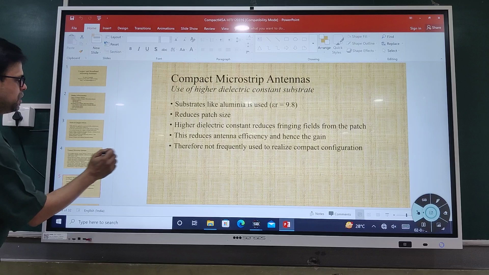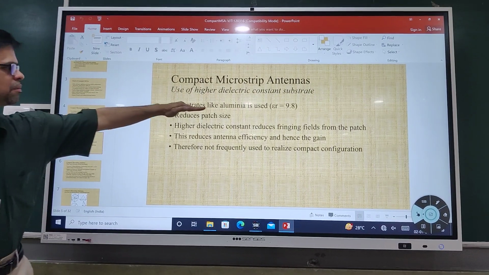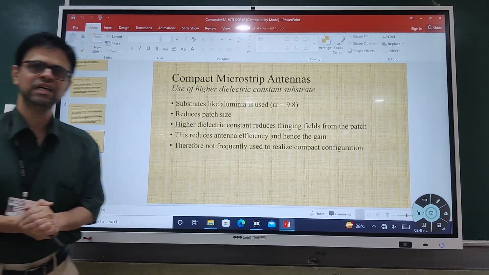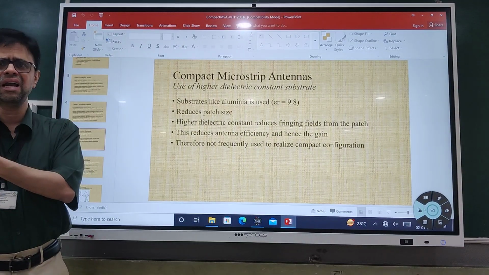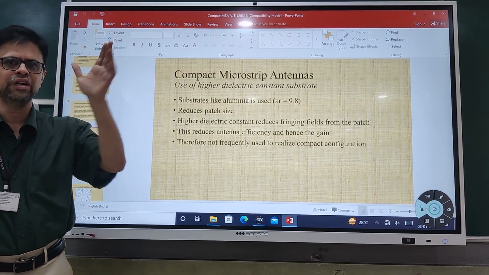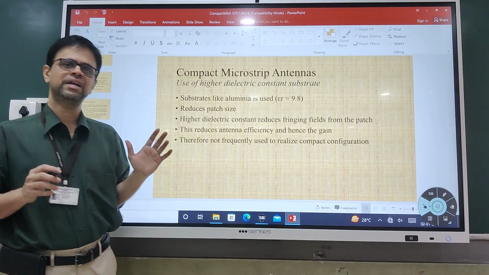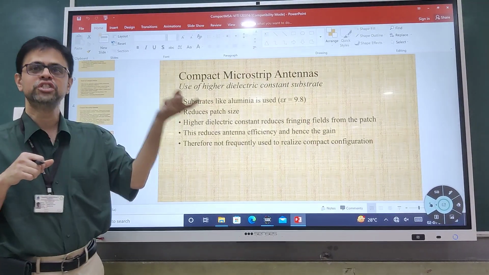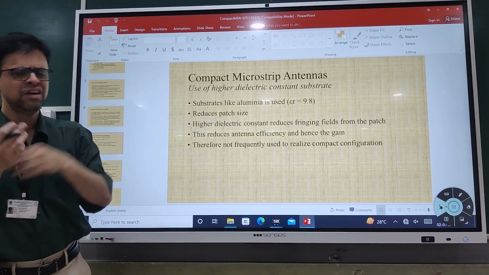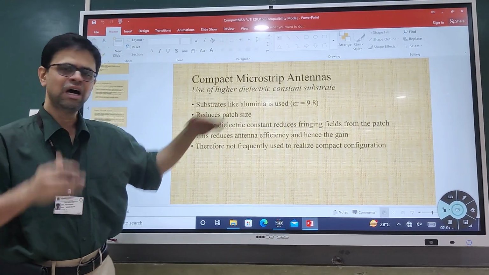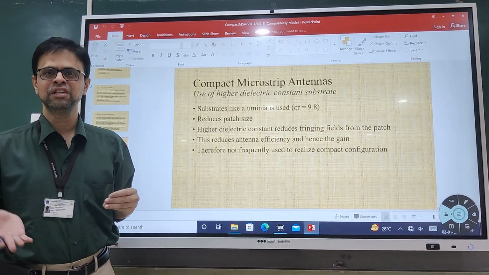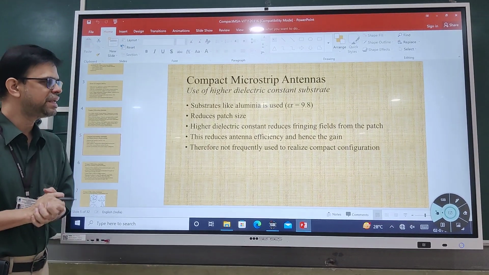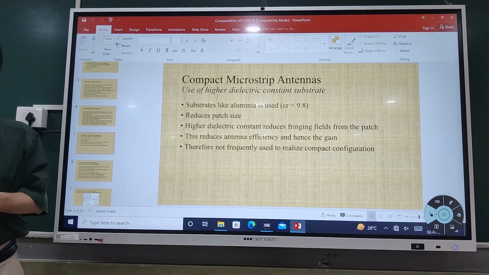Okay, now this we have already discussed, the substrate. In fact, just elaborating further on that point, which are the substrates used to realize a compact antenna? Alumina substrate, having a dielectric constant of 9.8. So you can go back to the resonance frequency equation of the rectangular microstrip antenna, and if you use epsilon r as 9.8 instead of FR4 substrate at 4.3 or RT Duroid at 2.2, you will see how much reduction in the length of the patch for a given frequency will happen. So it reduces patch size, but it is not an efficient technique to realize a compact design, as mentioned earlier.